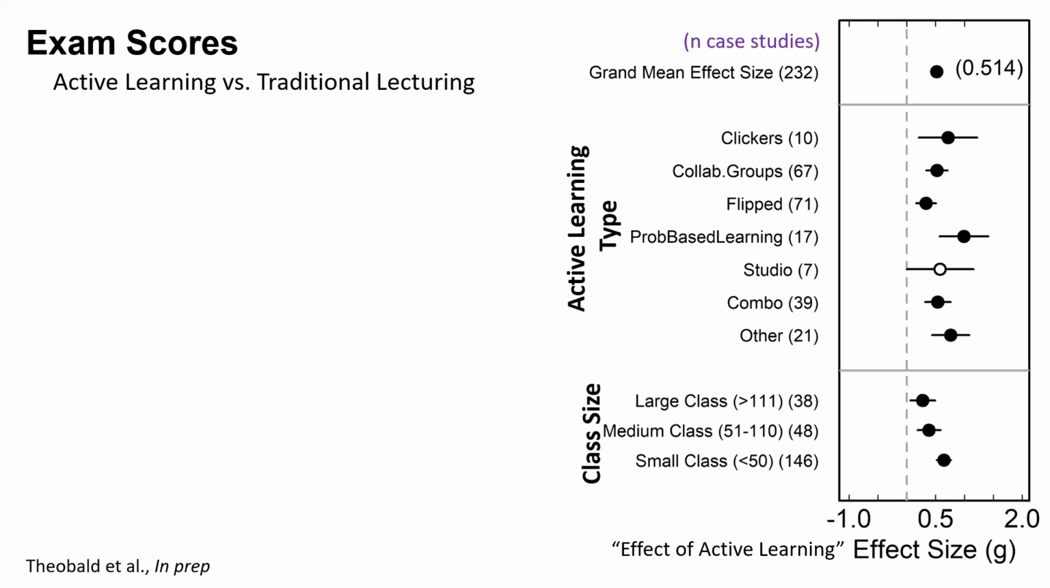So again, this studio classrooms with only 7 sections, that open circle means that the effect size is not statistically significantly different than 0. But for all of the other active learning types, and regardless of class size, students in active learning classes score higher on identical exams than students in passive learning classes. Maybe I'll pause and answer questions.